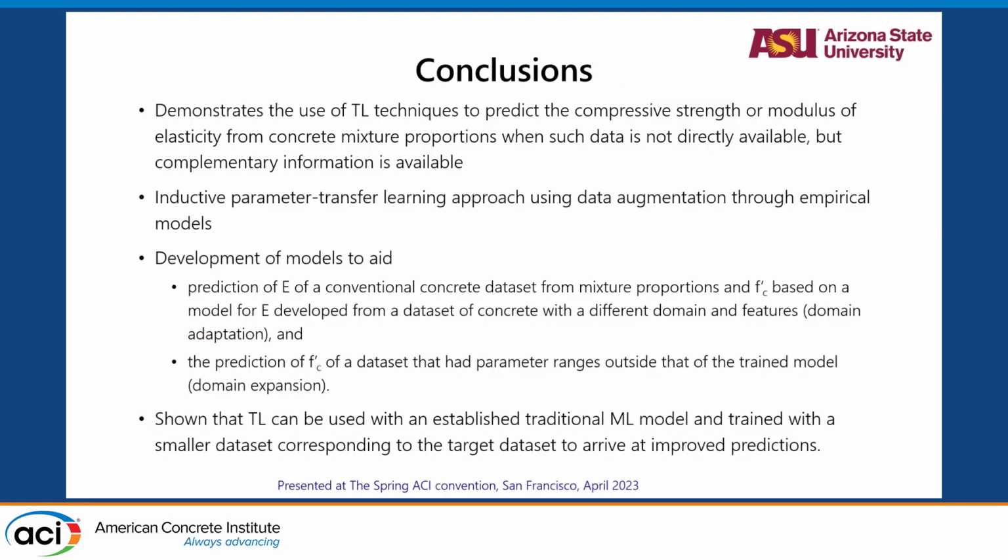Okay, quickly. I think I'm on time. So just wanted to show you a broad swath of transfer learning techniques to predict different properties of materials. We have used what's called an inductive parameter transfer learning. There is a transductive parameter transfer learning also, but which requires much more of understanding and compute power. But we have developed models to predict elastic modulus of a conventional concrete from mixture proportions and strength for a model for E that was developed and vice versa. And then we have shown that transfer learning can be used with an established ML model and trained with a smaller data set. Thank you very much, and I'll be happy to answer any questions if Nathan allows me to do it.